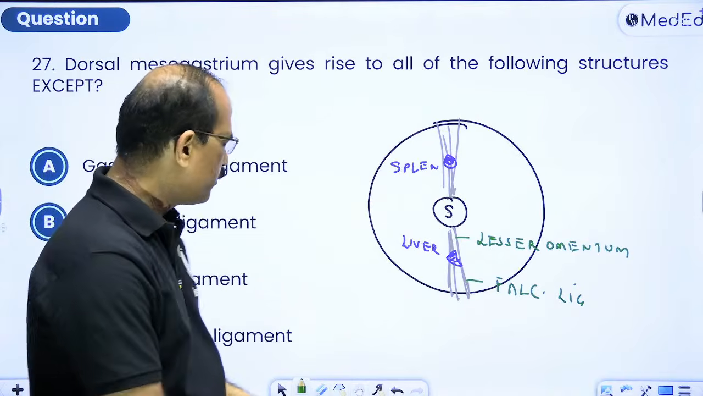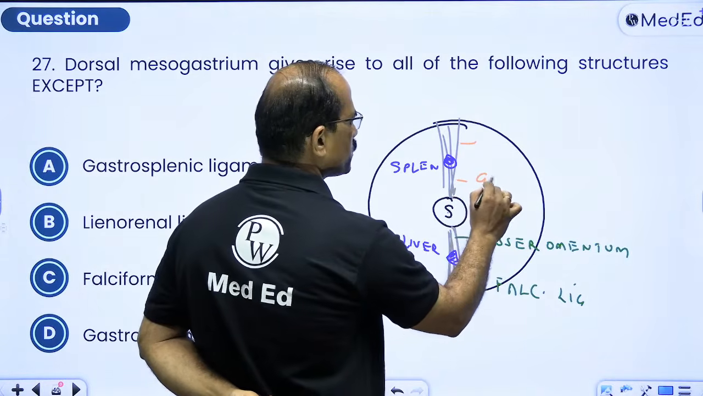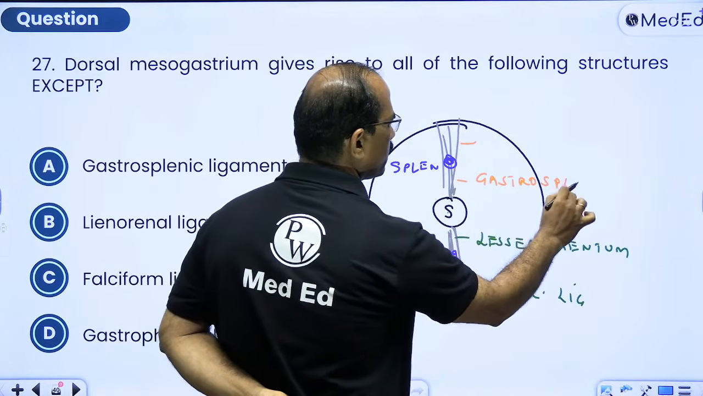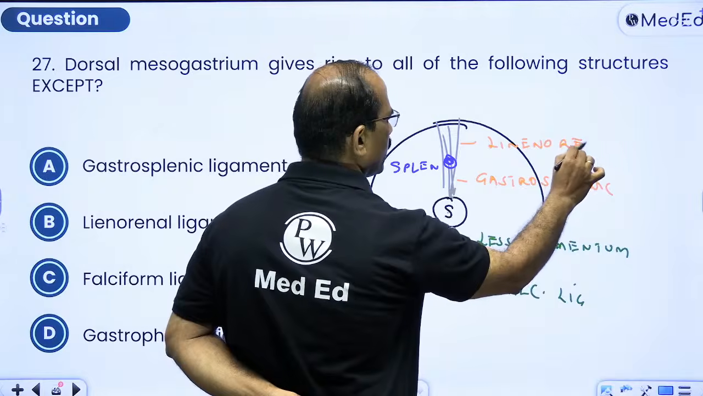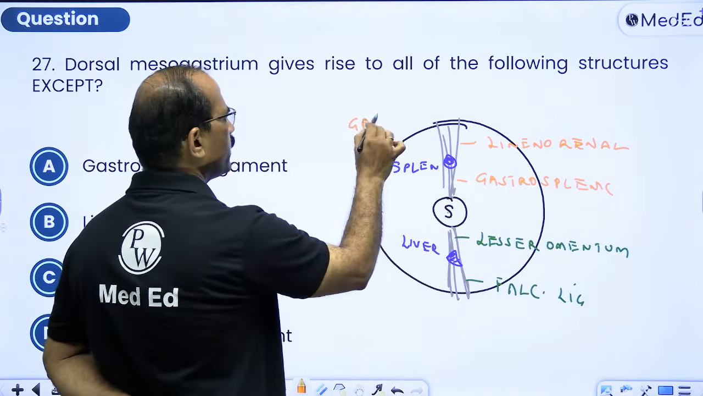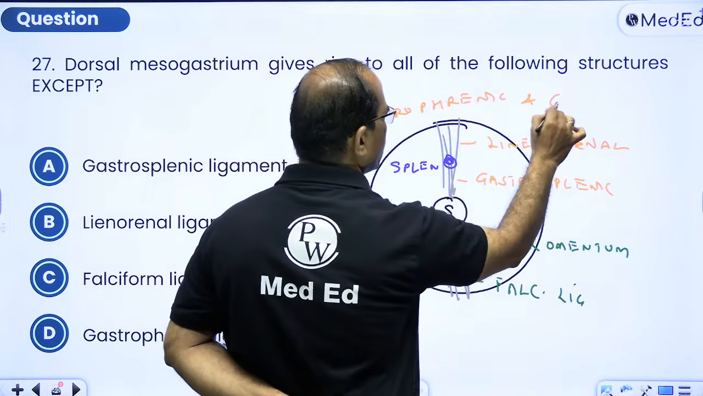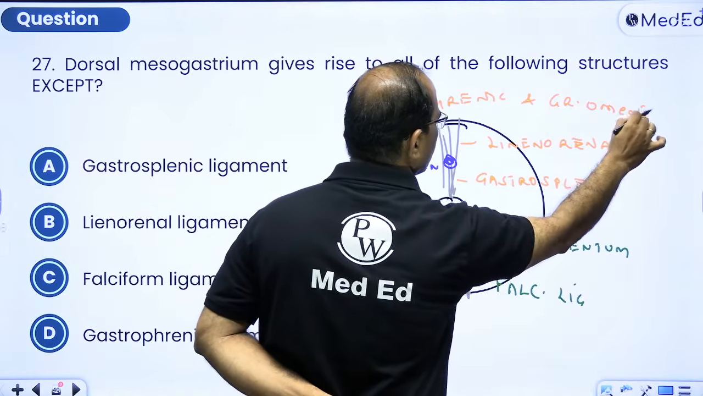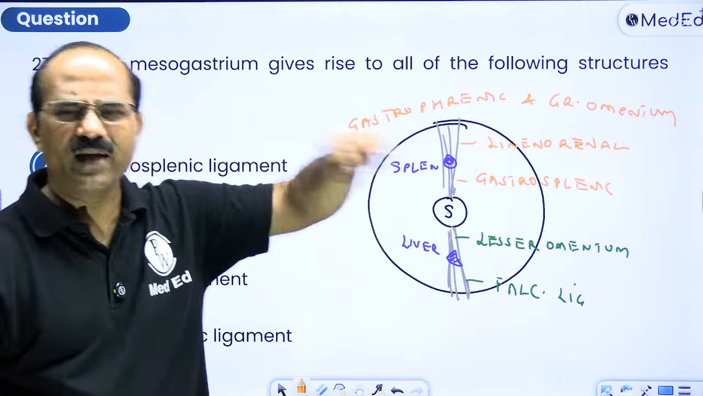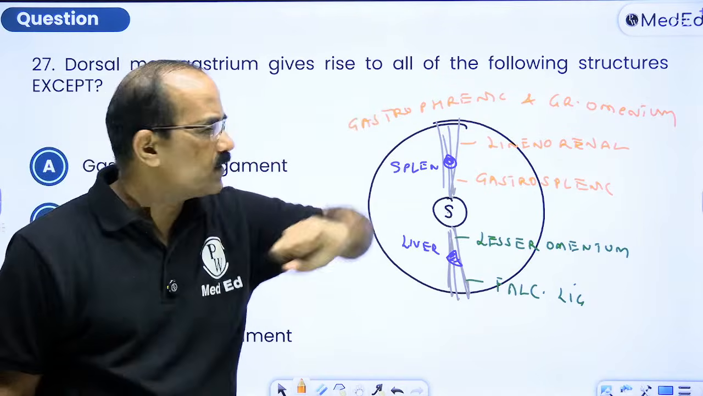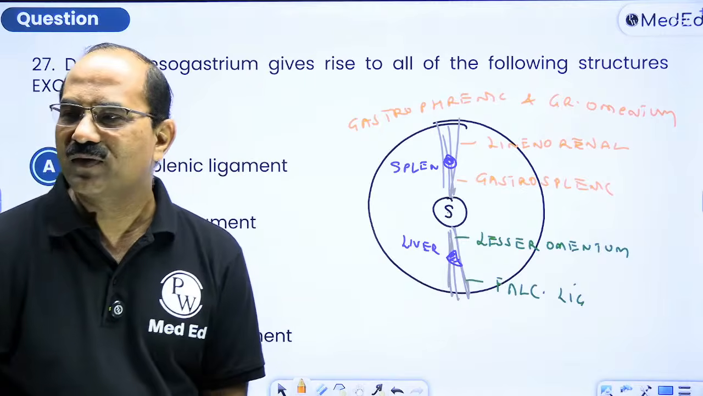In the dorsal mesogastrium the spleen forms. The spleen divides this dorsal mesogastrium into gastrosplenic, lienorenal ligament, gastrophrenic, and the third is the greater omentum. So what are the derivatives of dorsal mesogastrium? Remember, children, very important. Take this from me: the gastrophrenic ligament, the greater omentum, the lienorenal, and the gastrosplenic ligament.